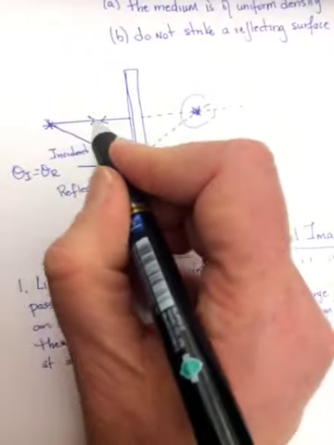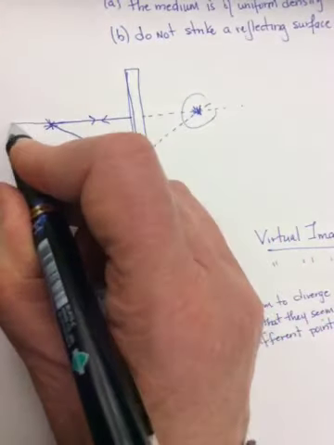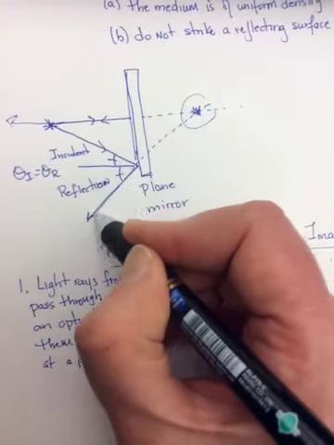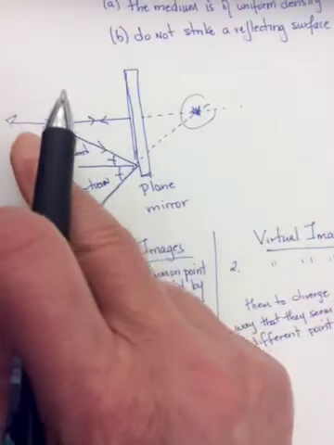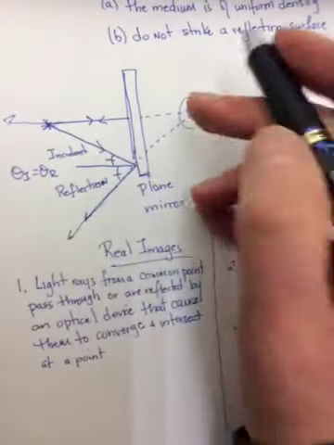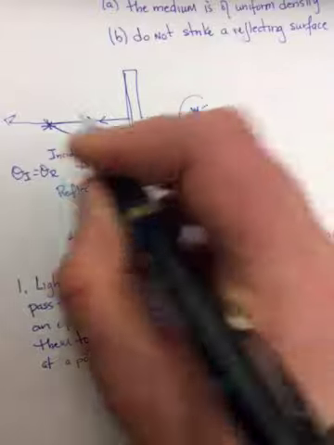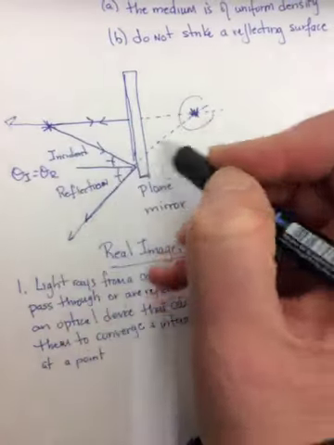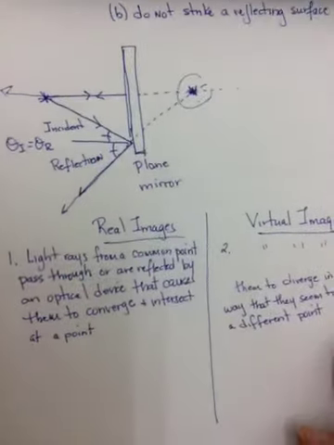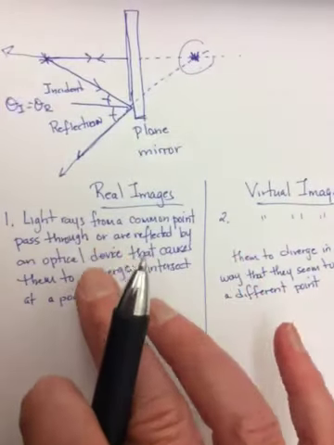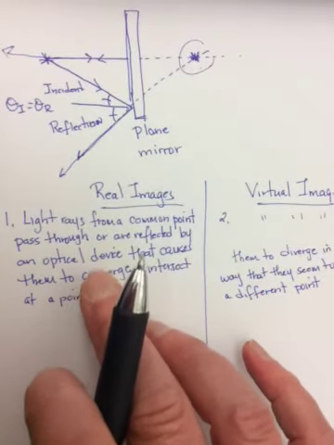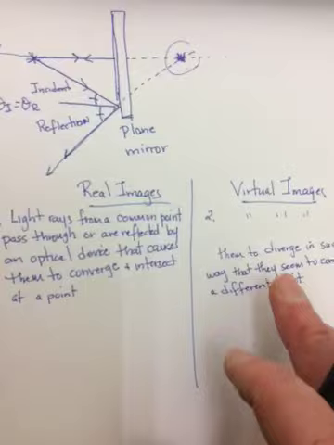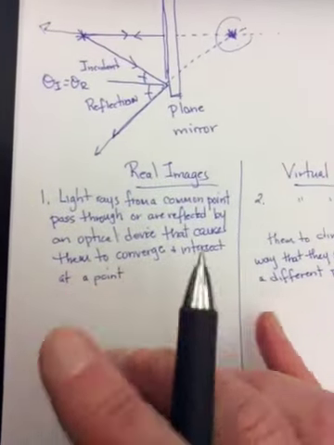Like, look up here. This reflected ray is going out like this. This reflected ray is going down like this. They are definitely diverging. They seem to have originated back here instead of from where the object is. So that's what I mean by a different point. These ones intersect at a point. These ones actually only appear to intersect.